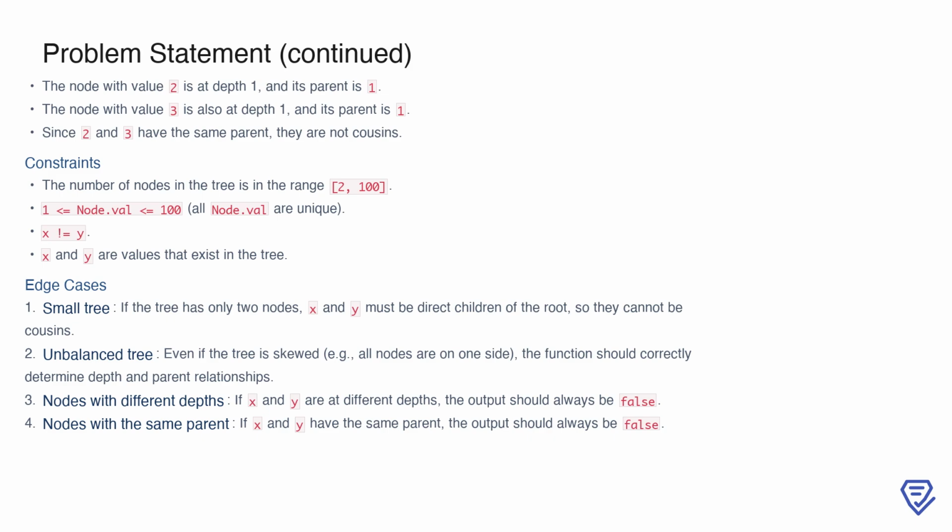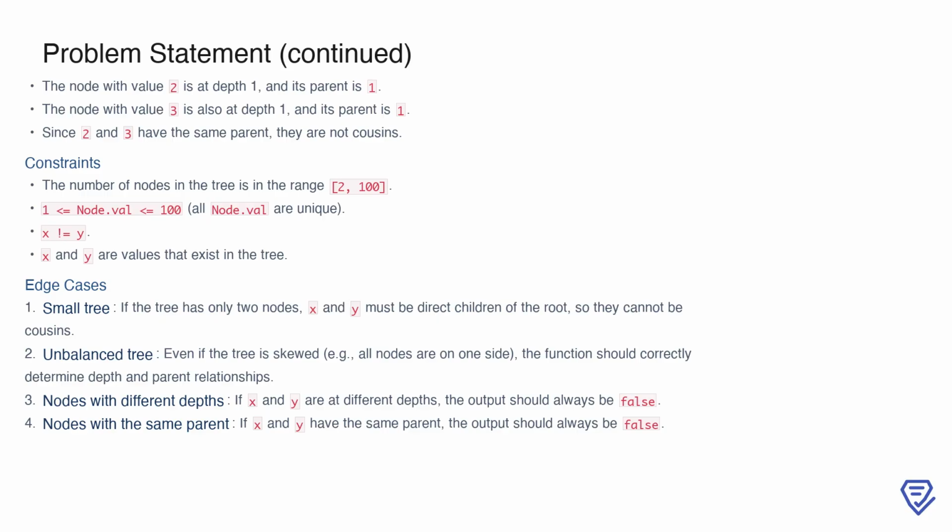For this third example, node 2 is at depth 1, and its parent is node 1. Similarly, node 3 is also at depth 1, and its parent is also node 1. While these nodes are at the same depth, they fail the second condition for being cousins because they share the same parent. This makes them siblings rather than cousins.